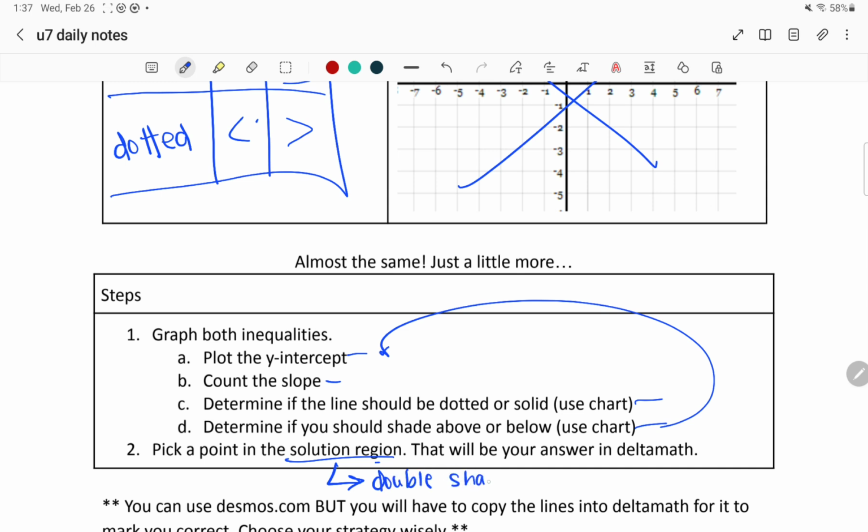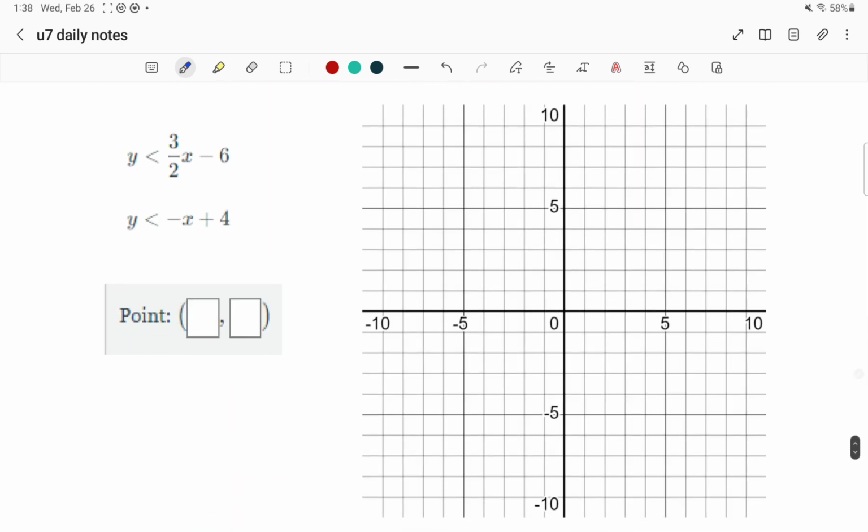So think we just did shading for one inequality. If we have two inequalities on the same graph, we're going to have at least one area that is shaded twice. That is our answer, the double shaded area. Okay, so let's check it out.